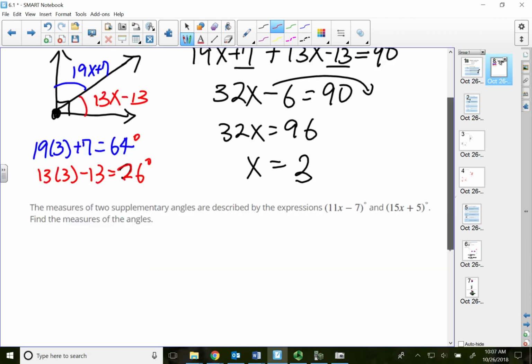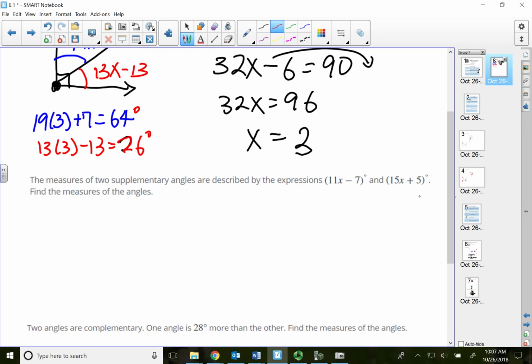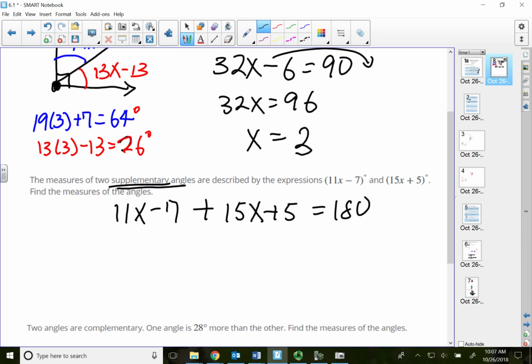All right, let's try it with supplementary. Basically these two angles together are going to equal 180 degrees. So I will take one angle, 11x minus 7, plus my 15x plus 5, and set it equal to 180, because the word supplementary tells me these two together equal 180. Combine like terms so I can solve for x before I can find out what the angle is.